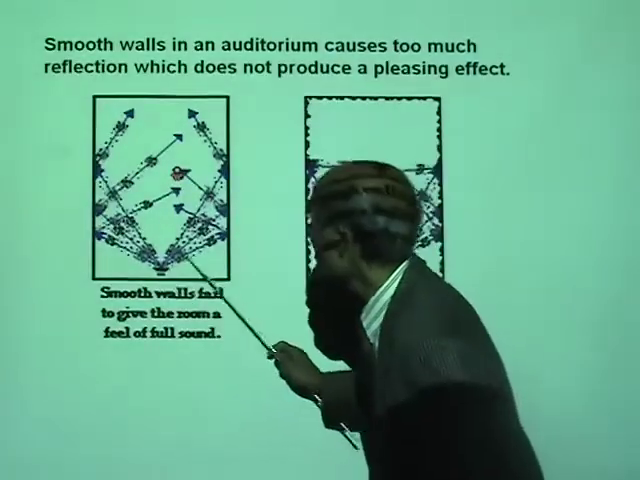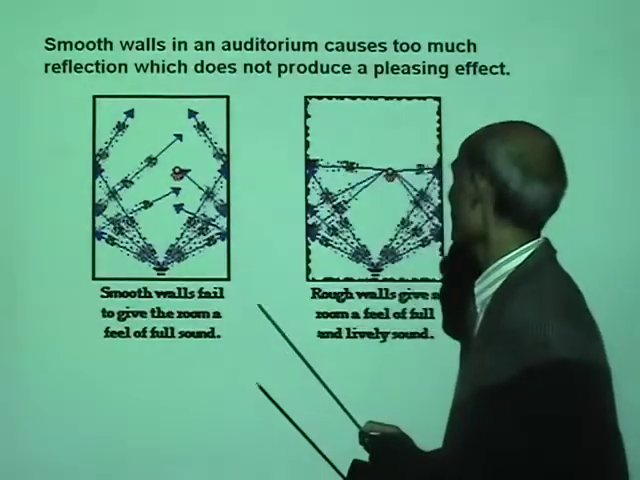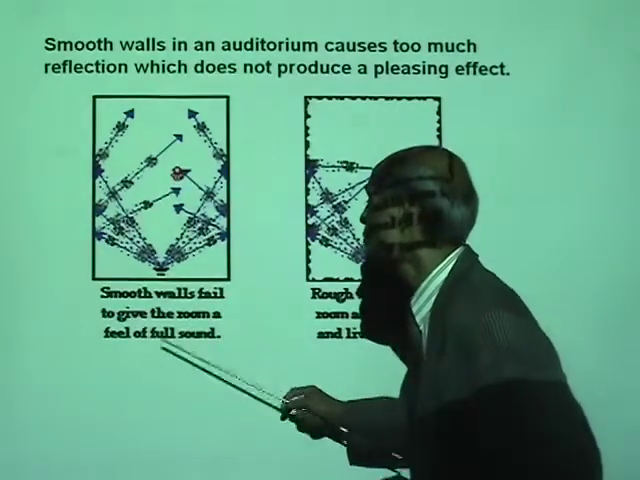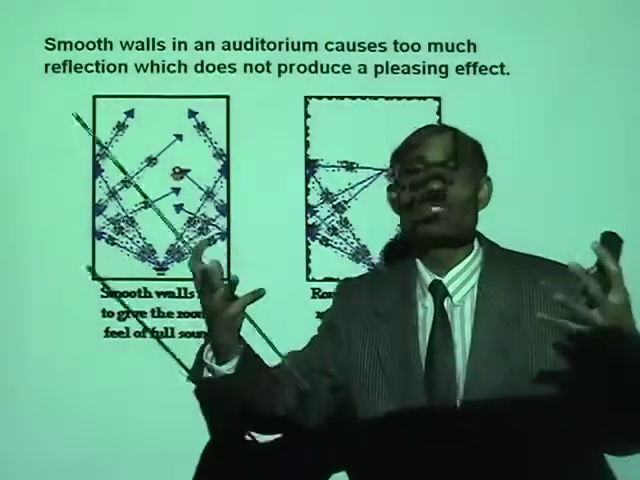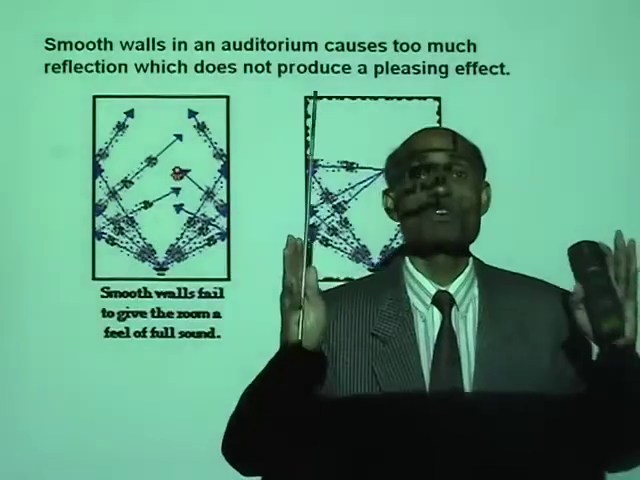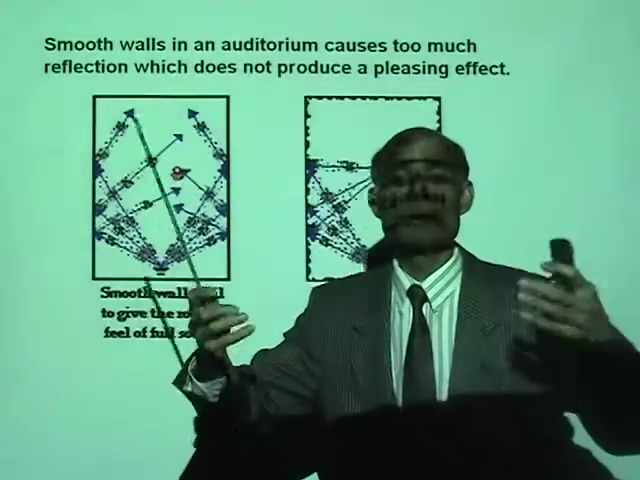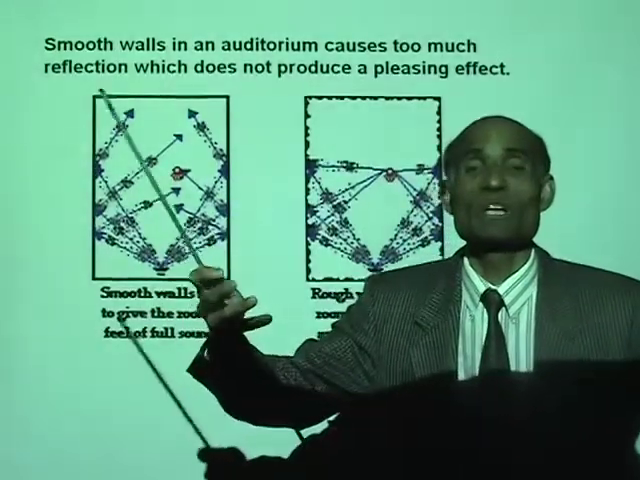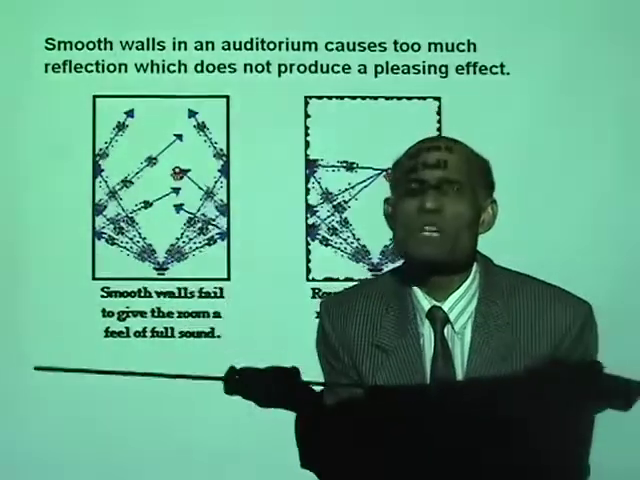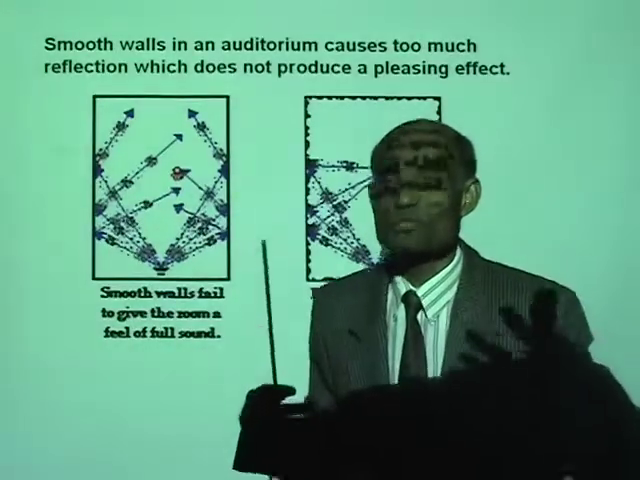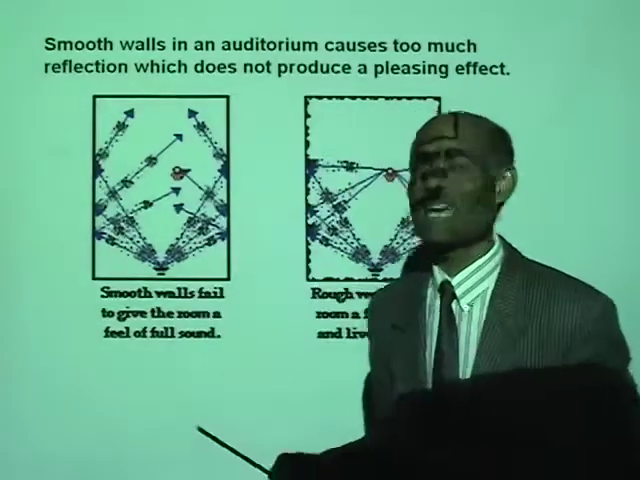Now, sound will get reflected from all over. So smooth walls fail to give the room a feel of full sound. Smooth walls are good reflectors. So the reflection of the sound will drown the original sound, and you will not be able to hear or distinguish what the speaker is actually saying.